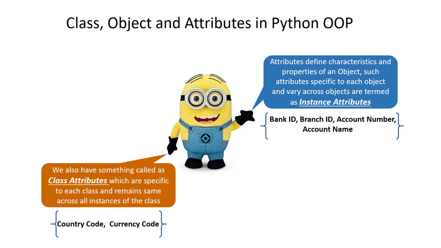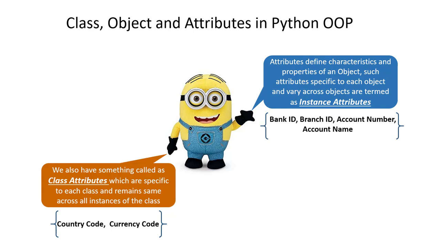To brief it again, here is what instance attributes and class attributes are. Instance attributes are the attributes that are specific to each of the objects, and the values of those attributes vary across different objects of the class. Then they are termed instance attributes or object attributes. The other category is called class attributes. These attributes are specific to each class.